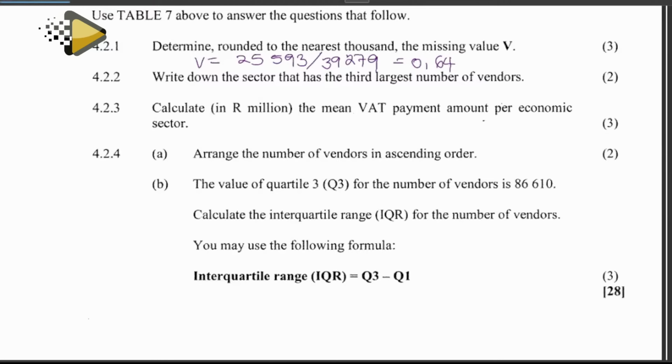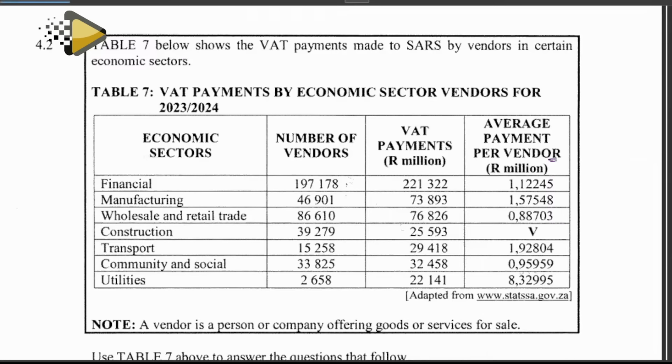Okay, let's see. Let's say 0.64 divided by 9279. Let's do this: 5293 divided by 3927. We have the answer 0.6512315 7. I'm giving it in this number of decimals because when we look at our table here, it has 4 decimal points. They're rounded off to 4 decimal places.